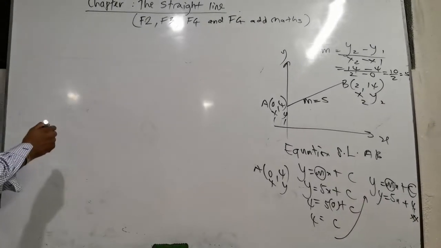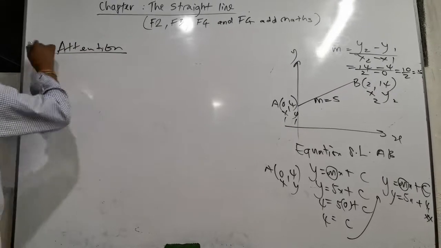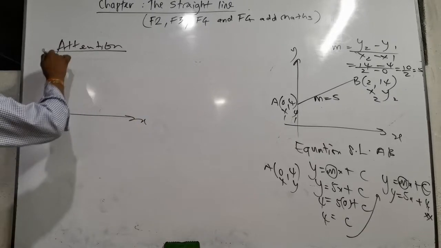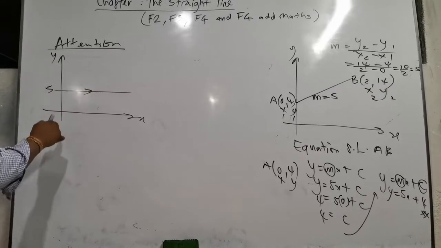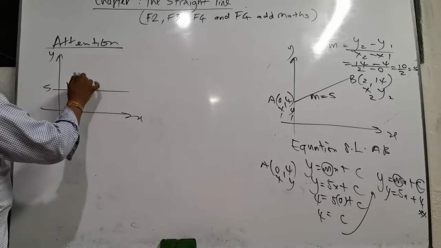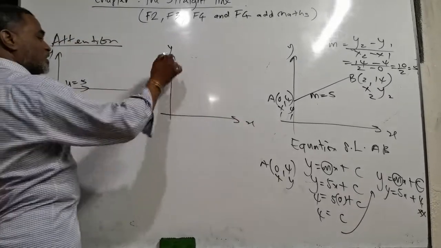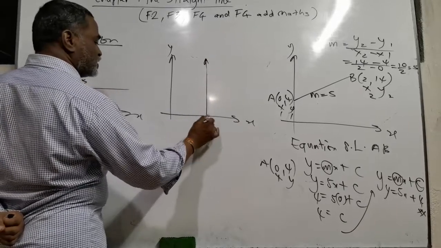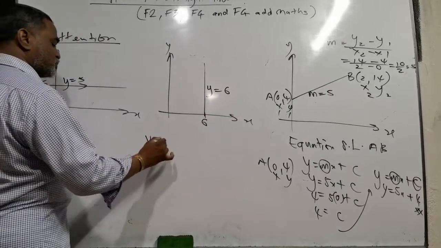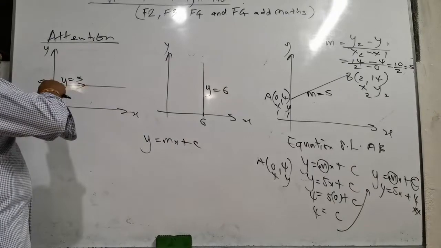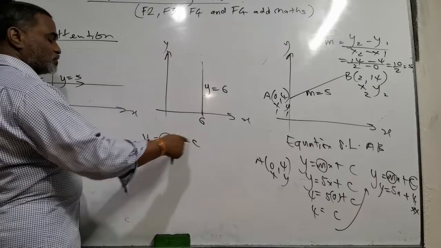Okay, so finally, attention. Any line that is parallel to the x-axis, let's say this is 5, we call it y equals 5. Any line parallel to the y-axis, let's say this is 6, the equation uses x equals 6. We don't use the formula y equals mx plus c. Why don't we use this formula, even though we call this a straight line? Because m is the gradient. Gradient means incline. So this has no incline, this has no incline. So we don't use this formula.